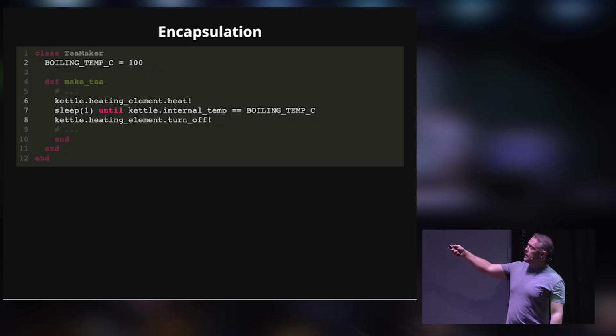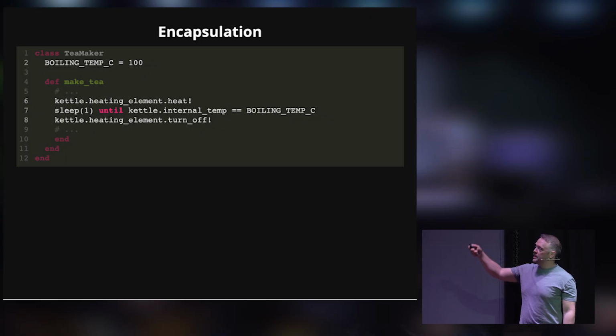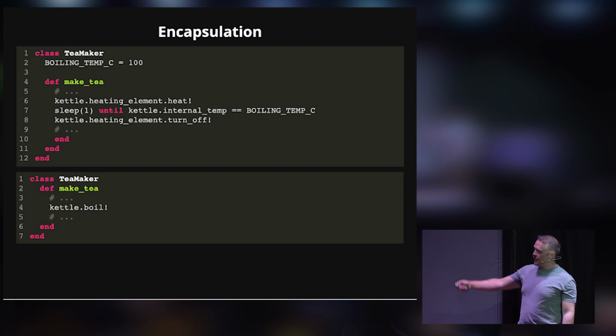This is a complete violation of the principle of encapsulation, because our tea maker shouldn't know anything about the heating element. It should only know that the kettle can be turned on and will switch off when it's boiled. So that would be a much better approach, much better representation of encapsulation.